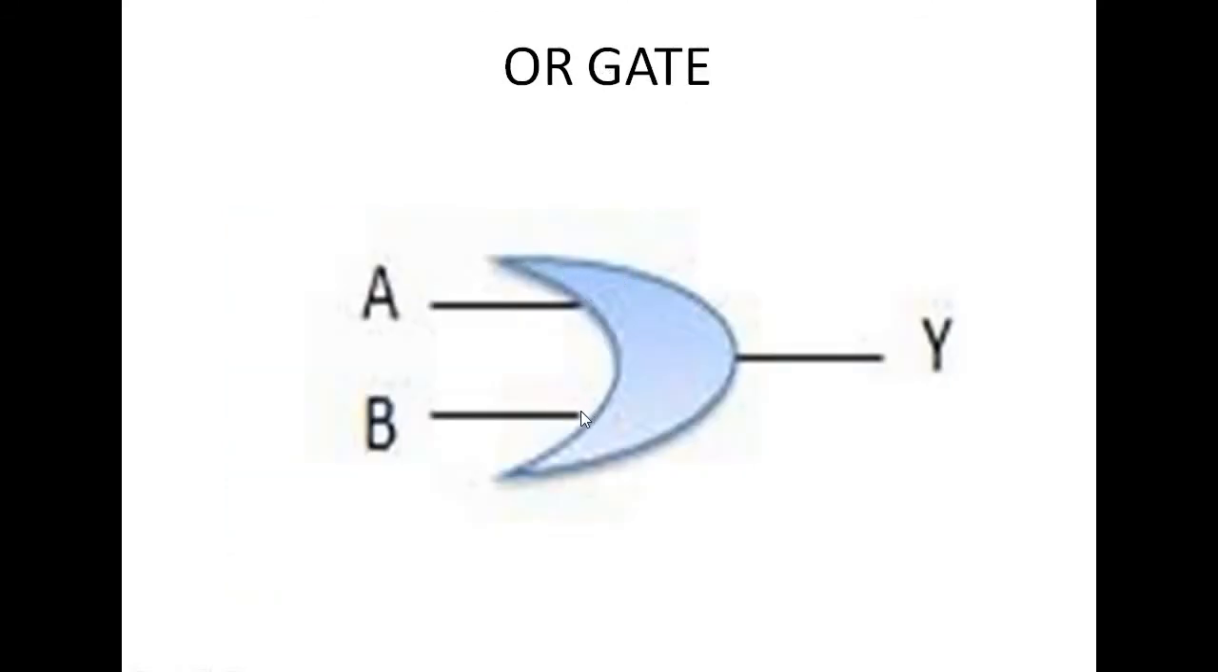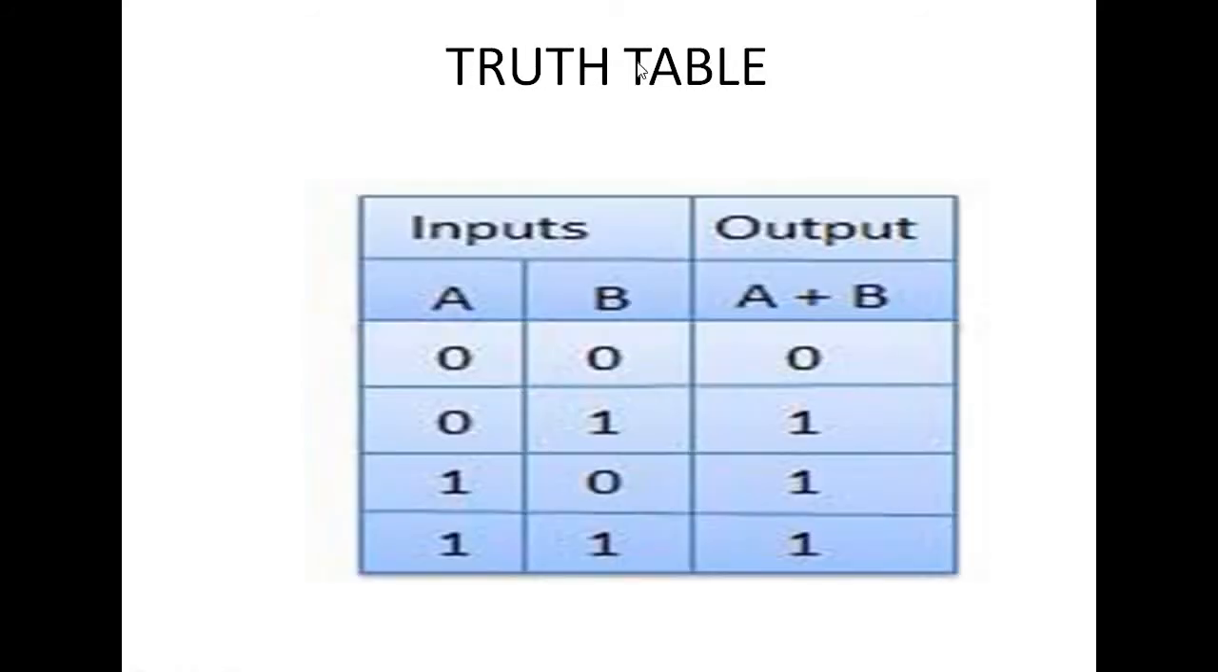And this is the graphical symbol of your OR gate. In case of OR gate, if any input is high, the output is high. That means let us consider the two inputs are A and B. If any of the inputs A and B is 1, the output is 1. OR is denoted as the addition symbol. So let us see the truth table of your OR gate. This is the symbol A plus B.